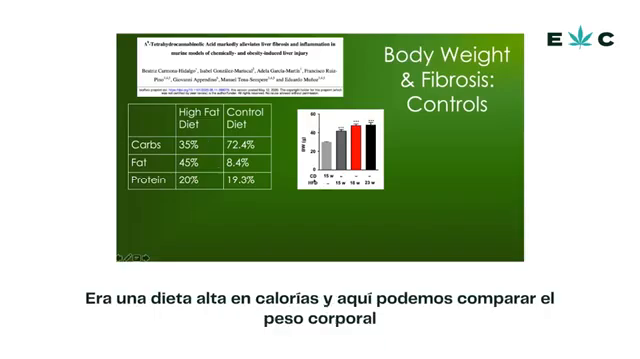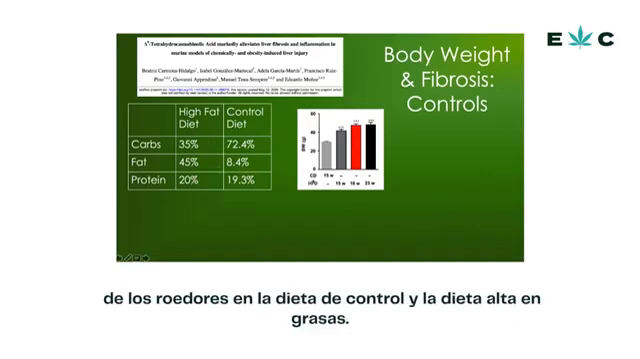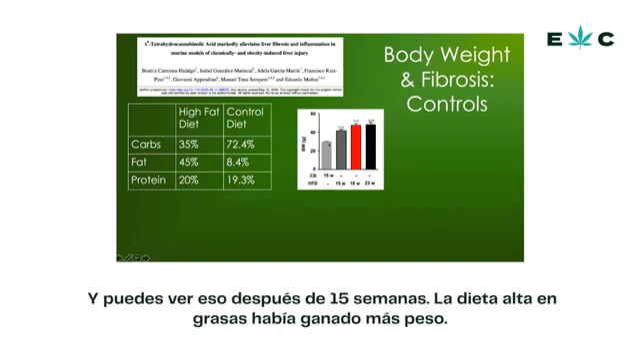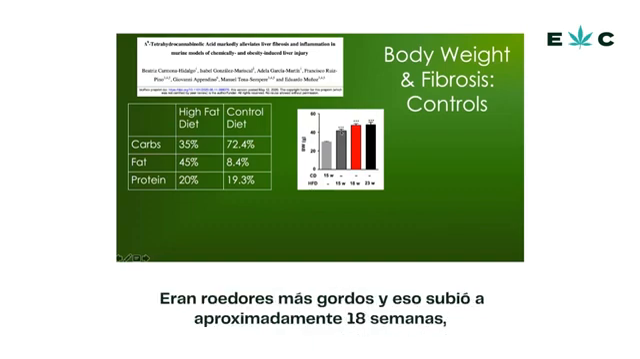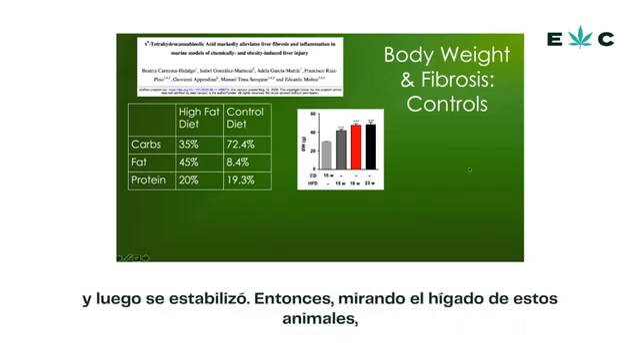And here we can compare the body weight of the rodents on the control diet and the high-fat diet. And you can see that after 15 weeks, the high-fat diet rodents had gained more weight. They were fatter rodents, and that went up to about 18 weeks and then stabilized.